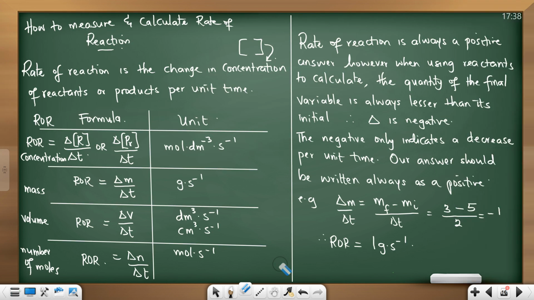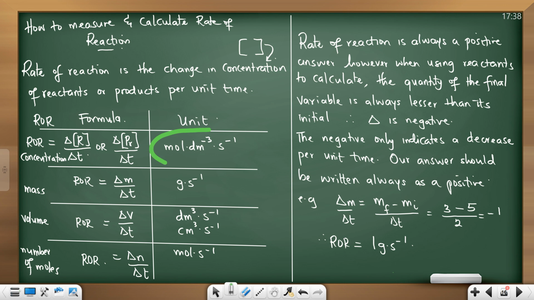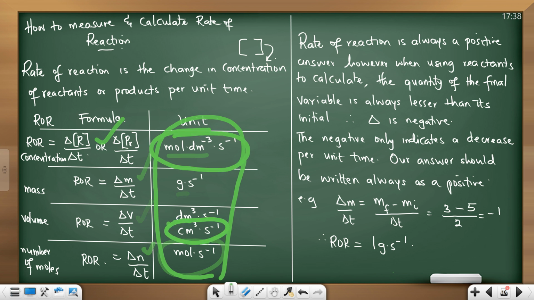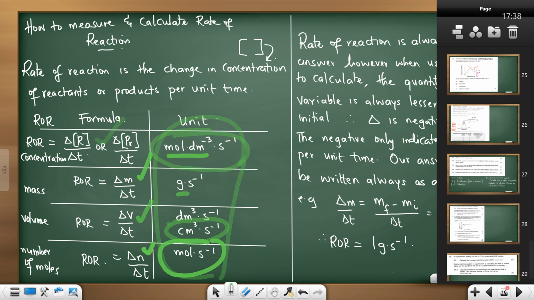Look at this page. Calculating rate of reaction. I told you that when you see moles, they'll tell you what unit. Moles per dm cubed, you are using concentration. Grams, you are using mass. cm cubed, you are using what? Volume. Moles, you are using moles. So the examiner will tell you what you should use, always, by giving you the units. Okay? I hope it makes sense, guys. Let's see what they gave us here.